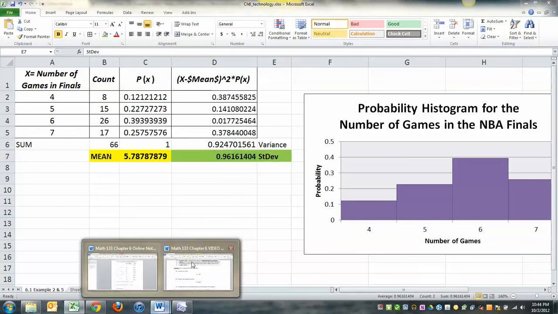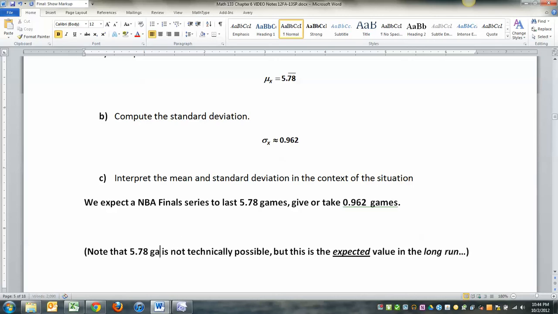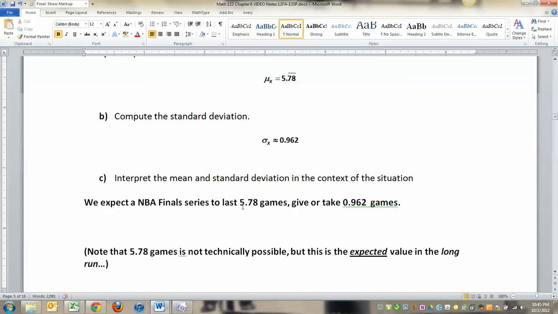Now, how do I interpret it? Well, I would say that we expect an NBA Finals series to last 5.78 games, give or take 0.962 games. There you go. Now, I know, and you know, that 5.78 games is not technically possible, right? You either get 5 games or you get 6 games in an NBA Finals. But what I'm talking about here is the expectation in the long run. I know 5.78 isn't possible for any one series. What I'm talking about is that over time, this is what it'll average out to.